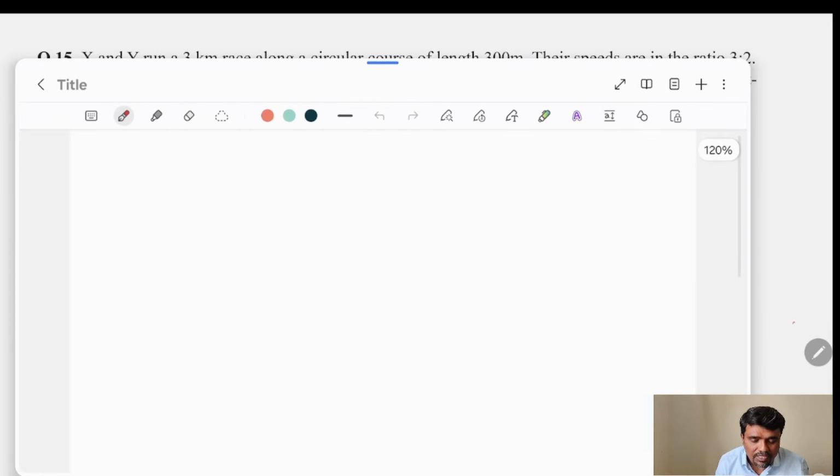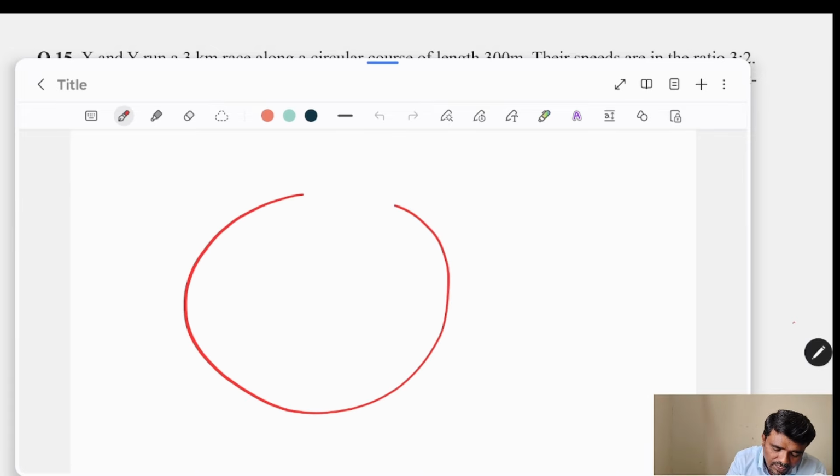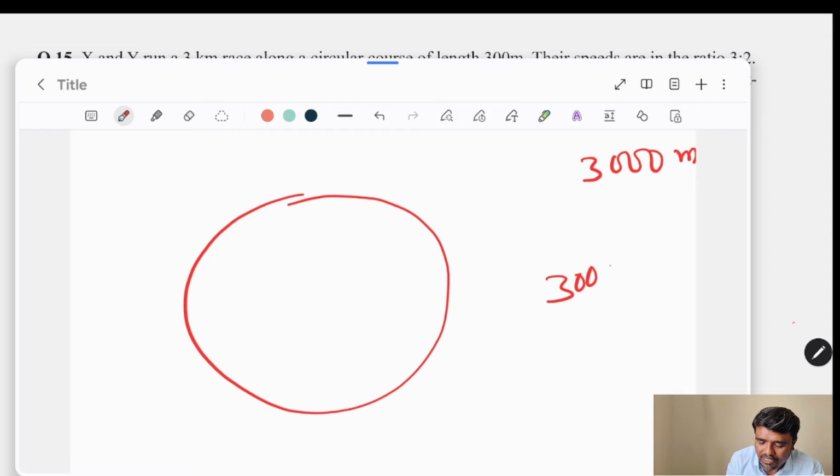We'll discuss this concept elaborately in time and distance. I'll discuss separate model questions related to the race, circular race or linear race. But here, let me confine myself to this particular question. It is a circular race, and the entire race is about 3 kilometers, that is 3000 meters, and the circular path is about 300 meters. That means he has to complete 10 rounds. That's the meaning, right? 10 rounds.